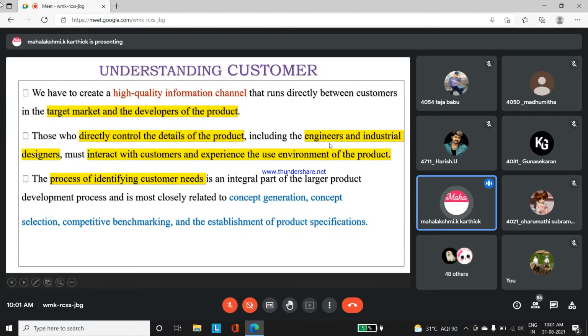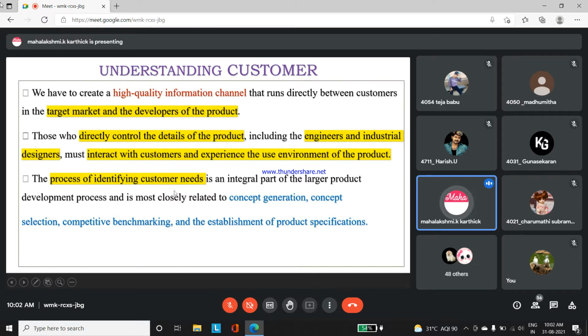So for example, in your particular product, what you have innovatively done consists of some technical features. The engineers and the industrial designers express their product, interact with the customer, and make them experience their product in their environment. So the second point, it directly controls the details of the product, and the two persons, engineers and industrial designers, directly interact with the customer to get experience with their product.